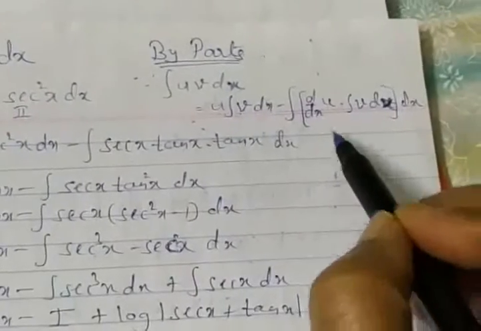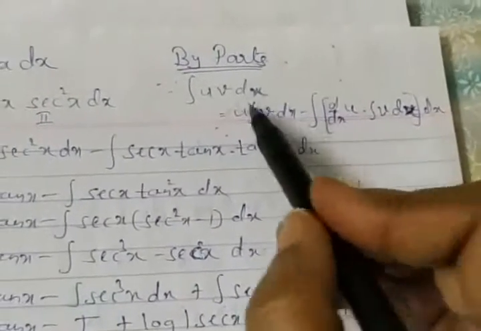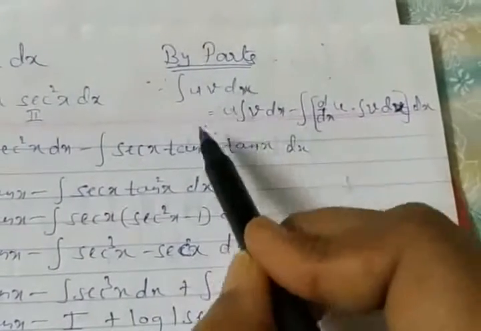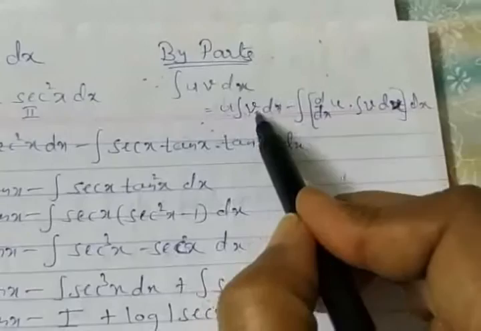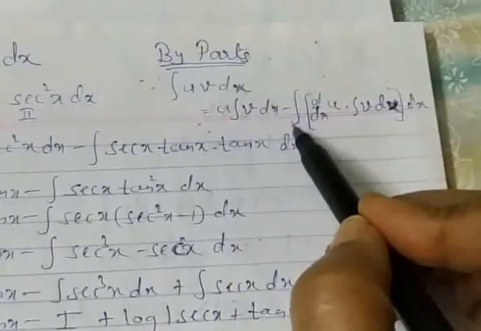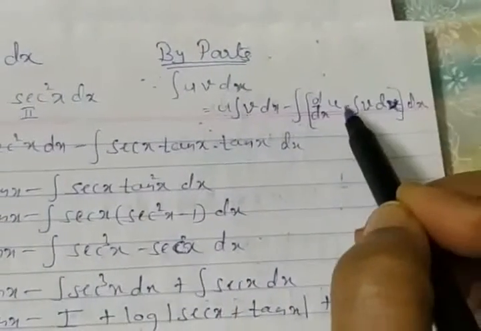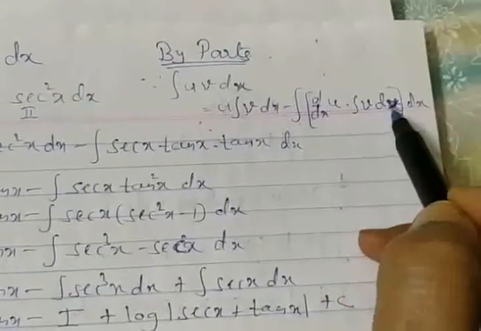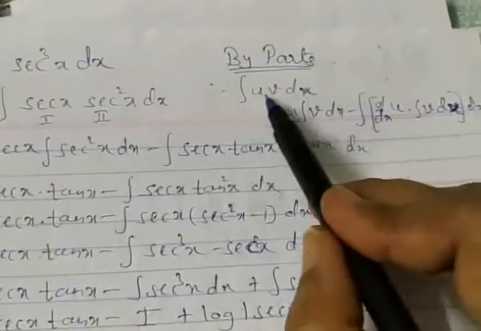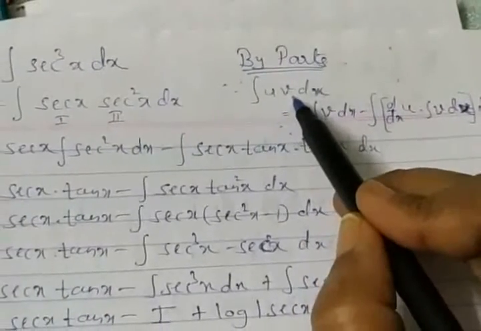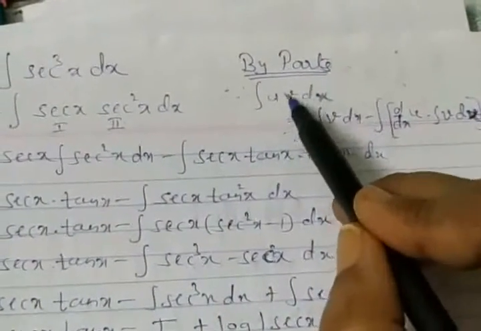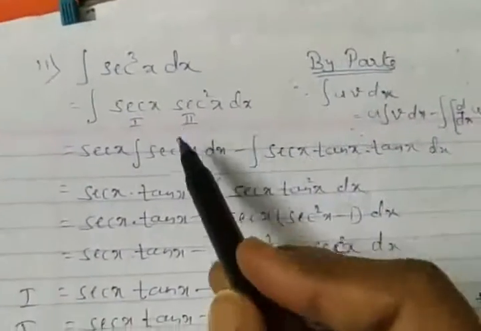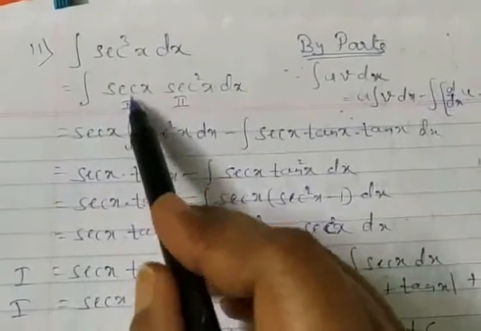Nice game, no? You're going to enjoy this. Okay, fine. So first function, integration of second function, minus integrate with respect to x the product of differentiation of first function into integration of second function. Now there is also a rule for which is the first function and which is the second function, that is called the ILATE rule. Shortly we'll be discussing it. So let's go: this is the first function, this is the second function.